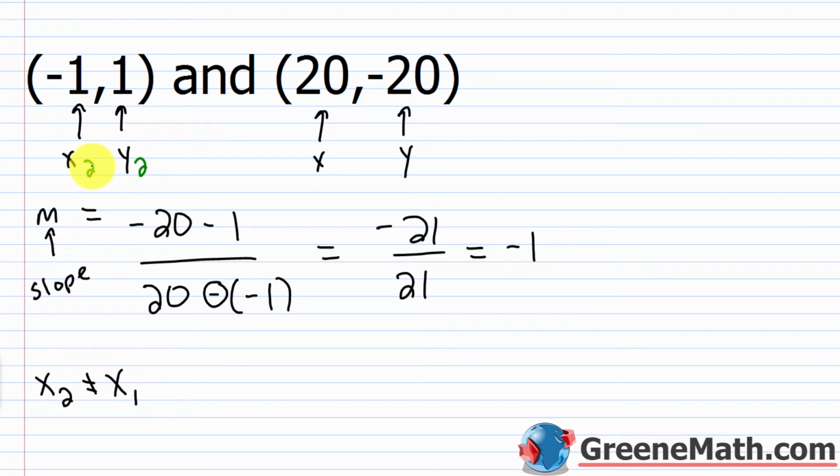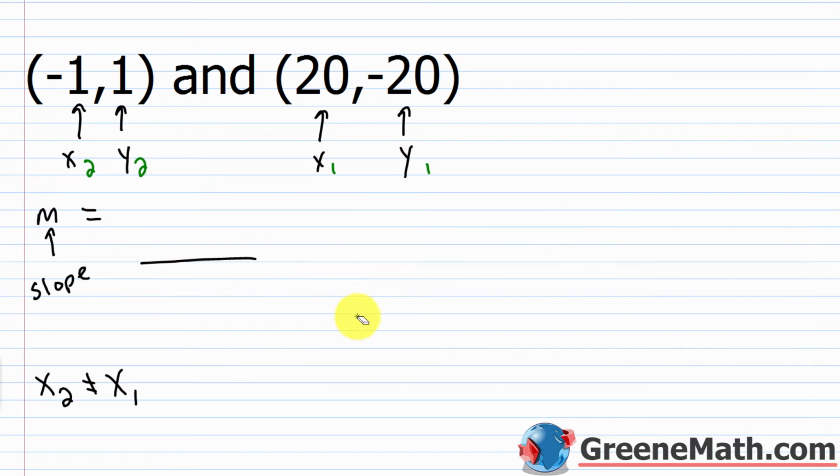And this is going to be x sub 1, y sub 1. And let me erase this real quick. So the slope formula, again, is m equal to y sub 2 minus y sub 1 over x sub 2 minus x sub 1. And let's just crank this out real quick.